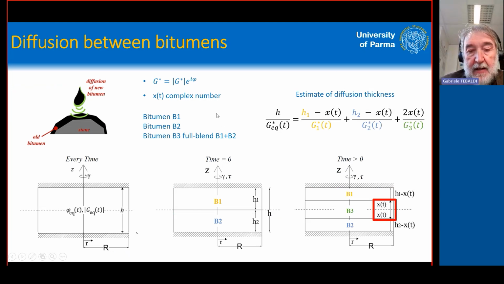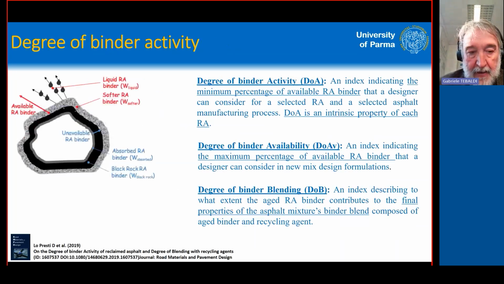I can give you more details, but just for a matter of time, we were able to put together a law to predict the diffusion thickness, and everything is related with the complex modulus. But you can see here that during the time, the blended zone, as we call it, increases until there is not anymore B1, not anymore B2. So it means that the coating of the new bitumen, step by step, goes inside of the old bitumen.